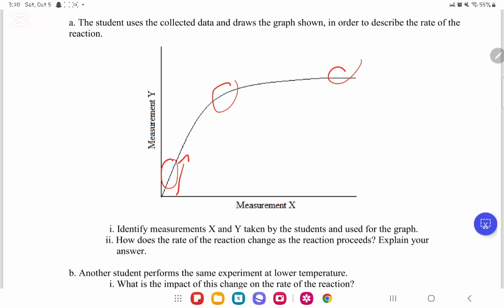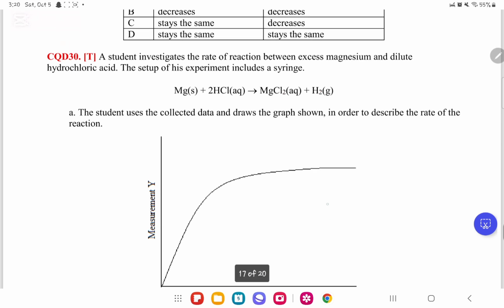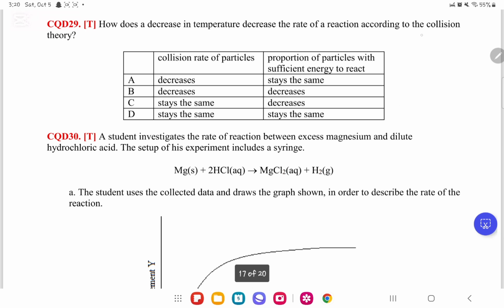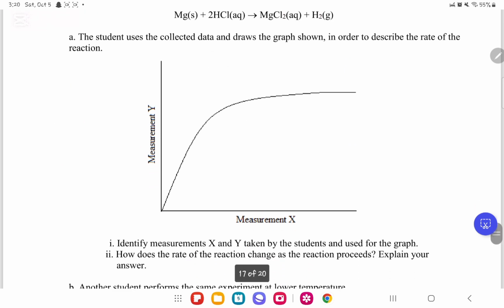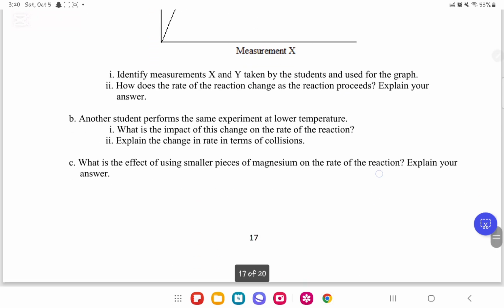Now, let's explain it. To explain it, we say that the reaction gets slower because over time, the concentration of what? Of the limiting, our limiting is the hydrochloric acid. So the concentration of the limiting will decrease over time. And since the concentration is decreasing, what happens? There is less collisions. So that's A2I.